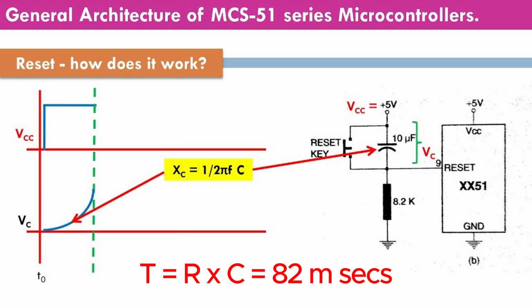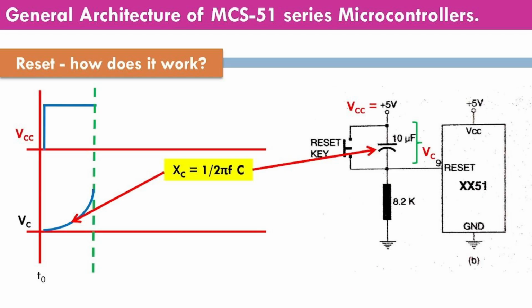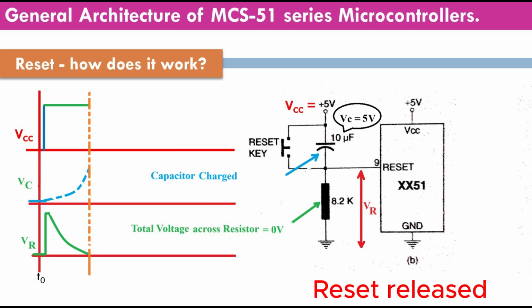Returning to normal operation, the microcontroller requires the reset pin to be held high for at least 2 machine cycles to properly initialize its internal registers. The 82 milliseconds delay provided by this specific RC combination is more than enough time. Once the capacitor is sufficiently charged, the voltage at pin 9 drops below the logic high threshold, the reset state is released, and the microcontroller begins executing its program from memory address 0000 hex.